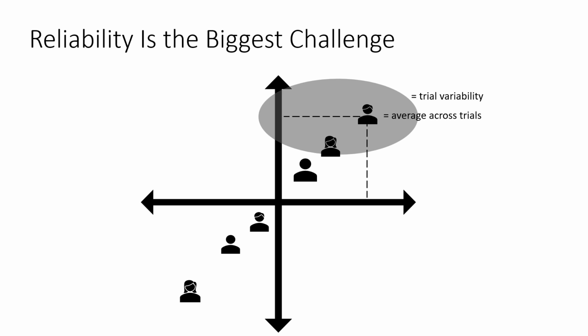So let me demonstrate. The data point represents the average behavior across trials for one participant for both tasks. Individuals do not behave like their average value on every trial though. They vary across trials, and as we can see here, the gray circle represents the degree of variability of this particular participant. The greater the variability is, the less reliable the average is to predict behavior.